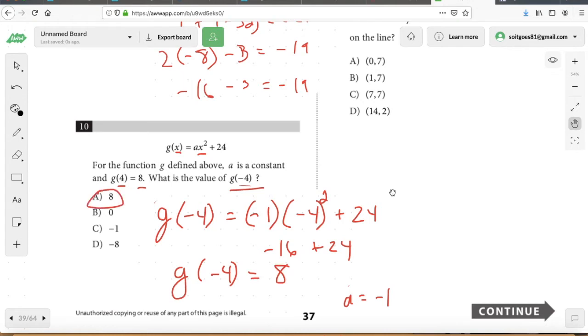And notice, by the way, they hid the answer in the question once again. They love doing it in the SAT. Just be on the lookout for that if you're guessing.